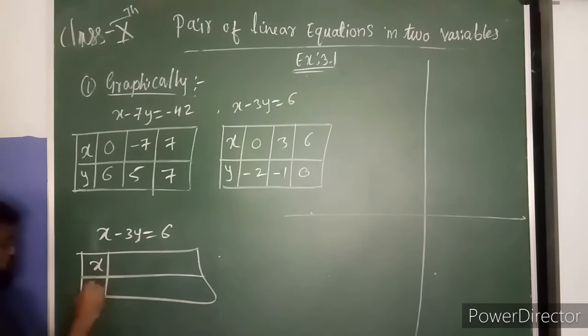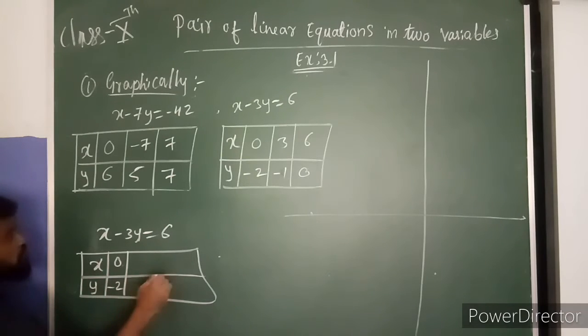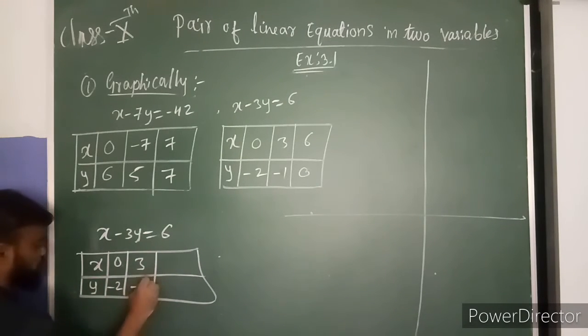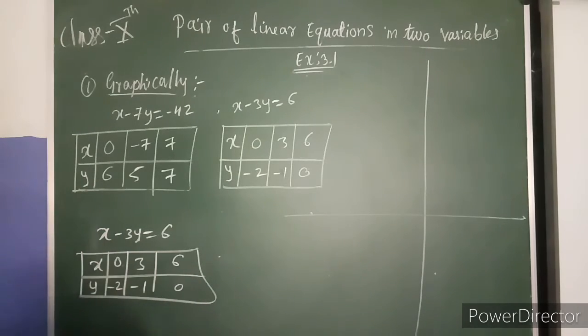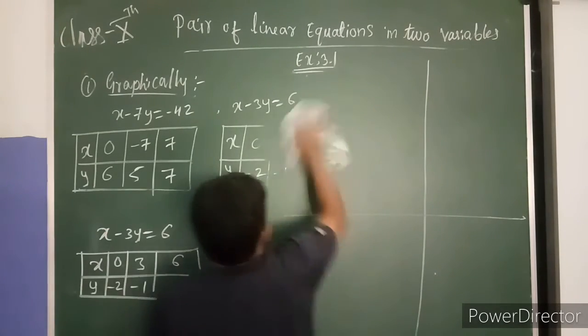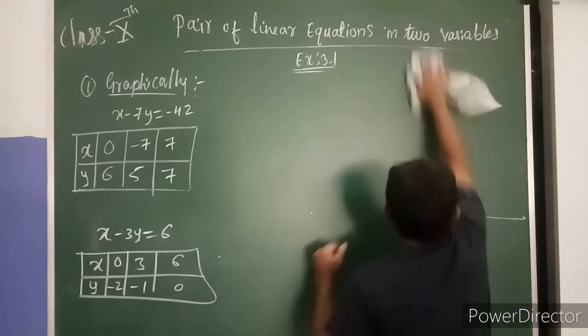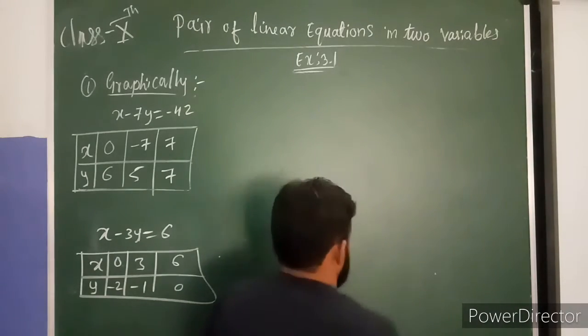That is x, this is y. This is 0 and minus 2. This is 3 and minus 1. And 6 is 0, right? So I can drop it here only. I can do it nicely. We can do the graph properly. Right? So listen here.